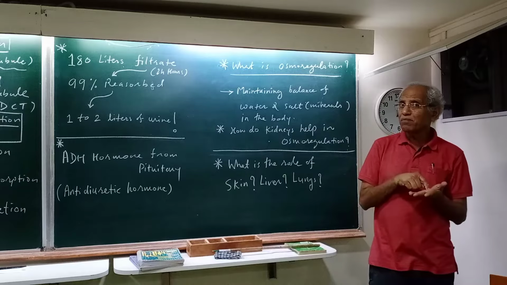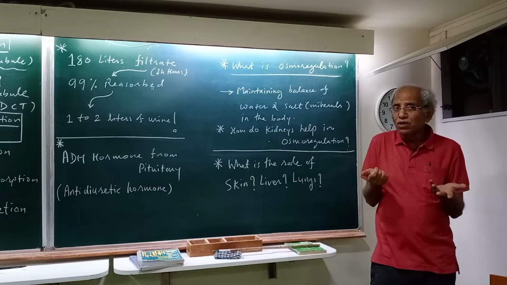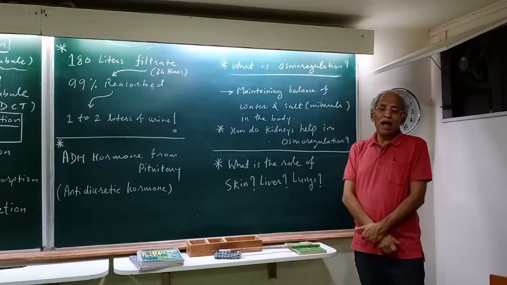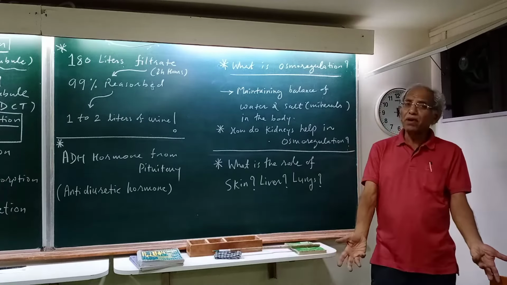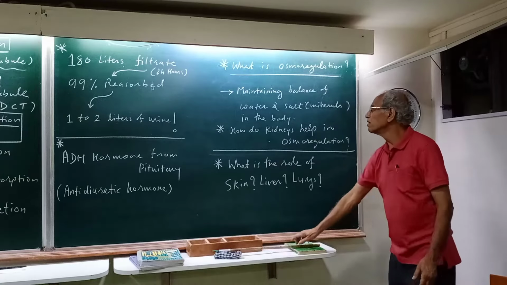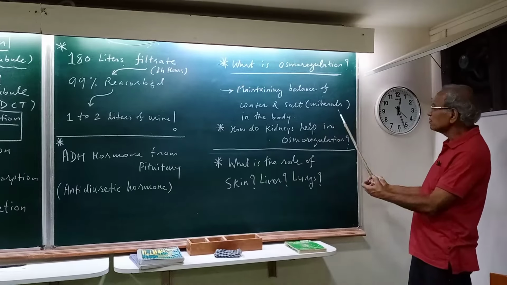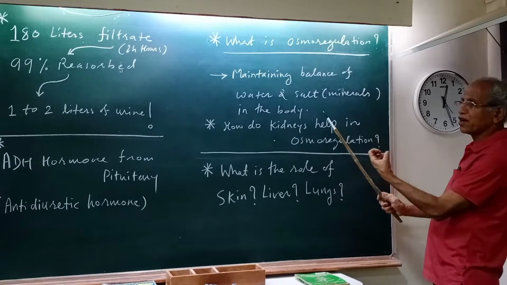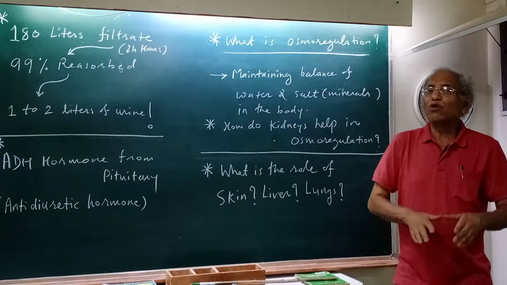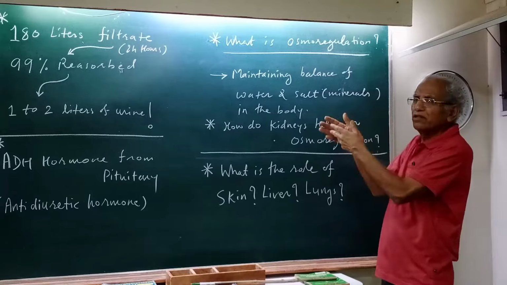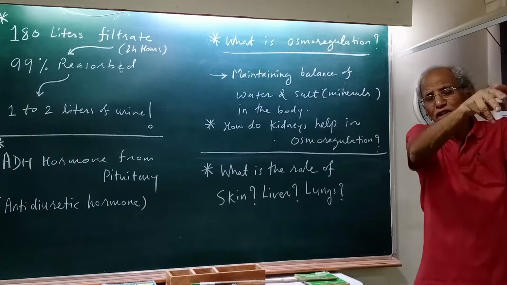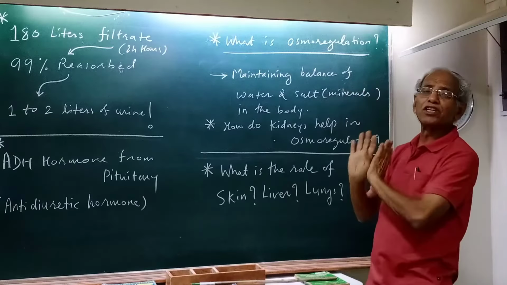If kidneys cannot function properly, then there are issues. Particularly the salt balance will be lost, and then certain problems can begin. Okay, so osmoregulation is maintenance of balance of water and salt minerals in the body at proper equilibrium, and kidneys will do it. So urine formation and osmoregulation, both functions are done side by side. There is no separation. While urine is being formed, automatically osmoregulation is being done.